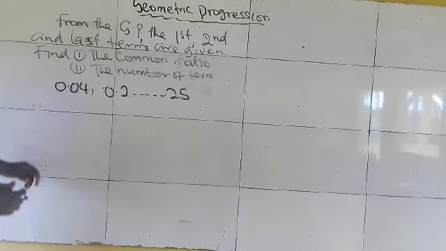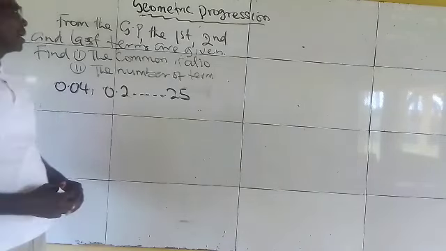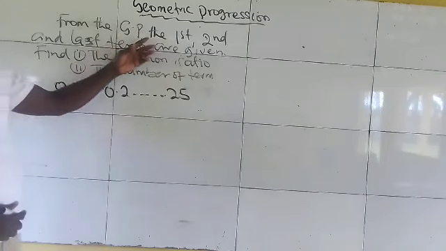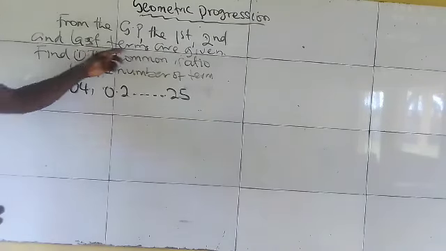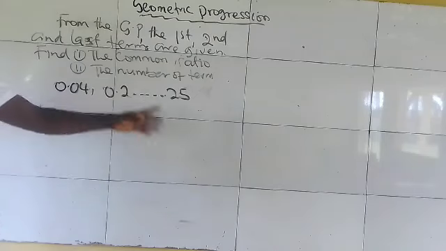Good day, everyone. Here we are looking at geometric progression, which is under sequence and series. We are asked to find two things here, from the GP, which is geometric progression. The first, second, and the last terms are given. We are asked first to find the common ratio and the number of terms from this series or sequence.